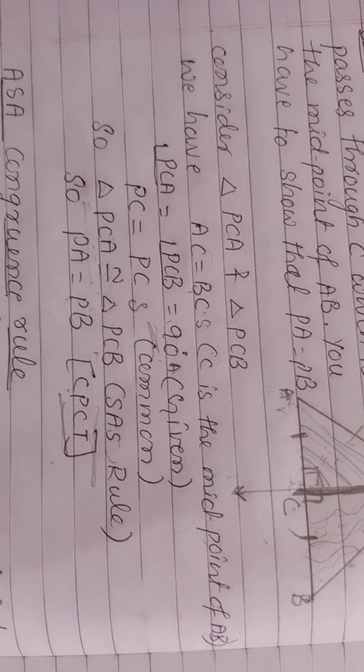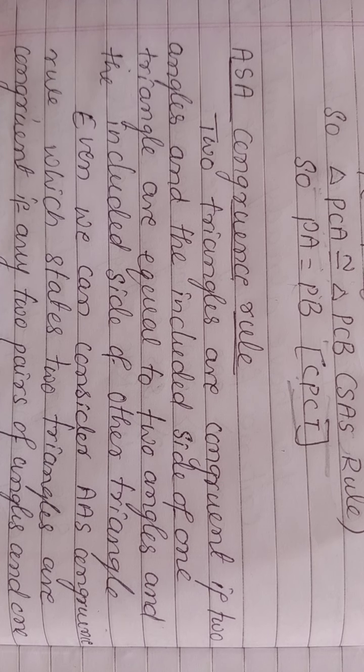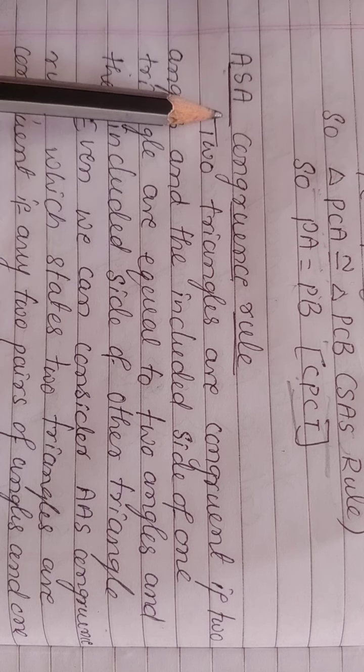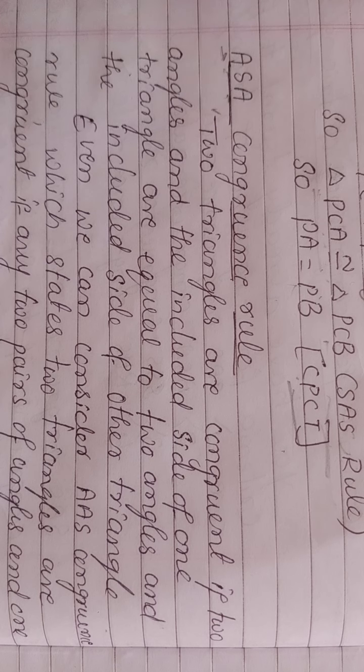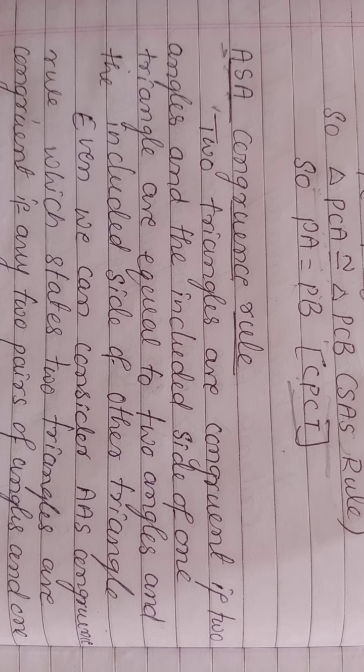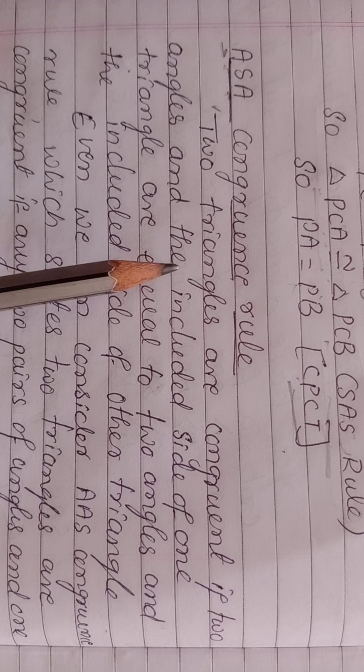Now, we will move to one more congruency, that is ASA congruency rule. What does ASA mean? A means angle, S means side, again A means angle. Angle side angle congruency rule. That means here two angles and one side should be considered. So what does it state? Let us check it out.